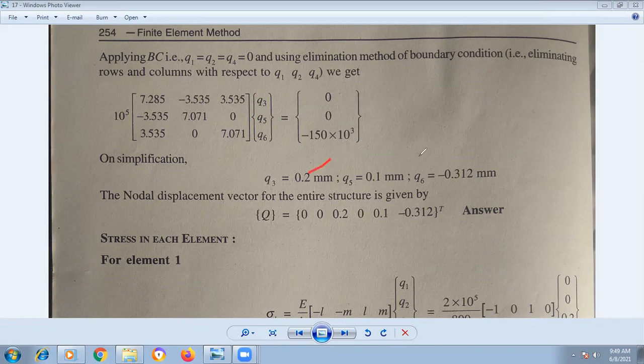So Q3 from this is 0.2, Q5 is 0.1, Q6 is minus 0.312 millimeter. So you can understand here, in spite of applying 150 kilonewton, that is 150 into 1000 Newton. So 1 Newton is almost how much? How much kg? 1 Newton, how much kg?